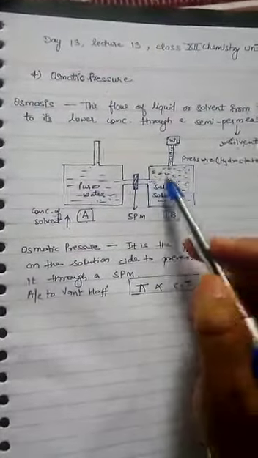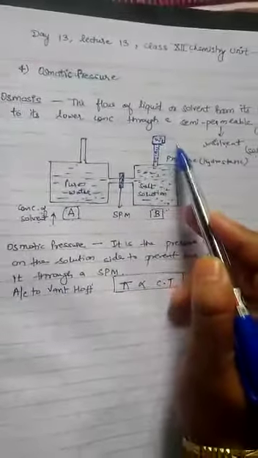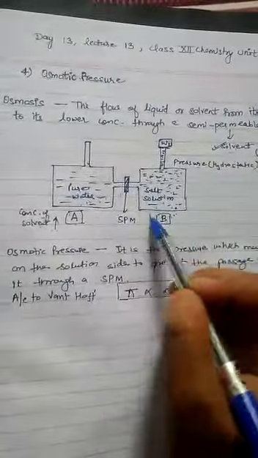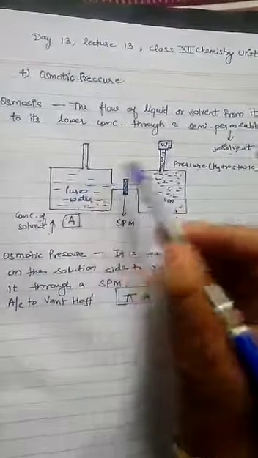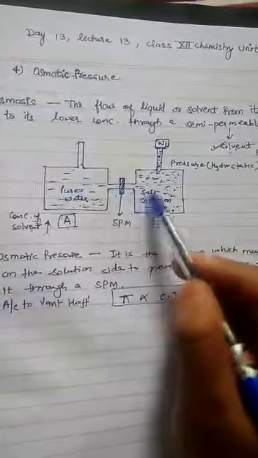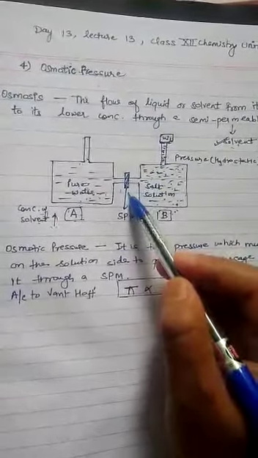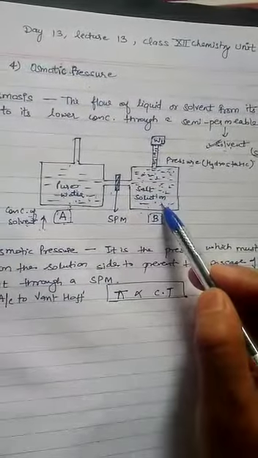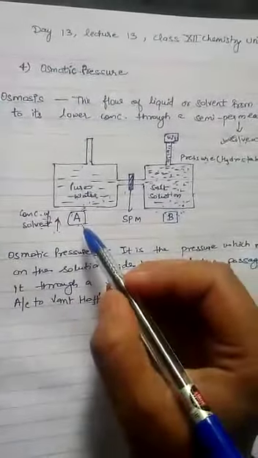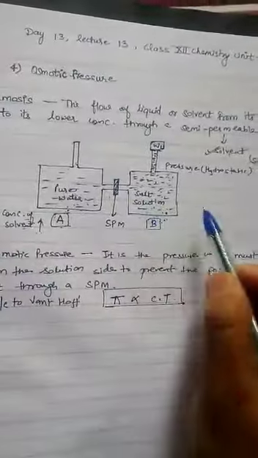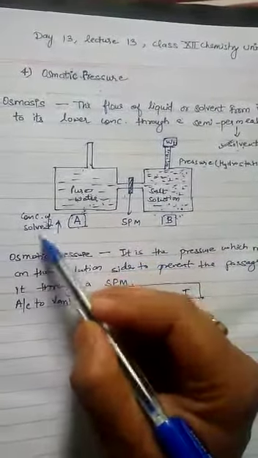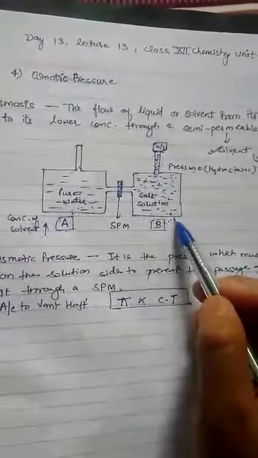Now, to understand the relation between osmosis and osmotic pressure, there are two containers, A and B, and both the containers have a long neck. These two containers are connected through a semi-permeable membrane. In container A, there is pure water, and in container B, there is salt solution. So as we know that osmosis is the flow of liquid or solvent from higher concentration to lower concentration, that's why here in container A, concentration of solvent is more as compared to B.